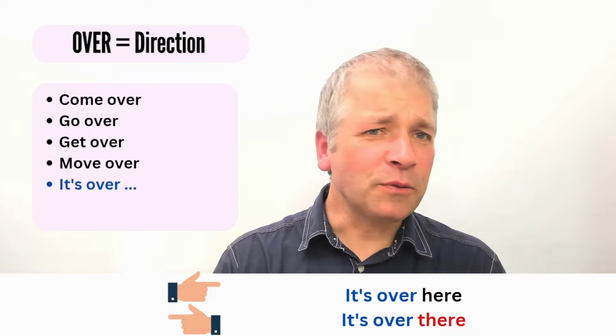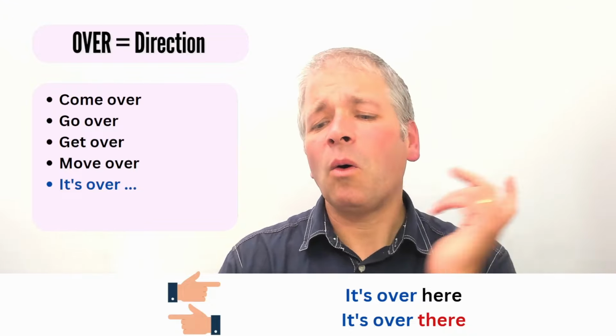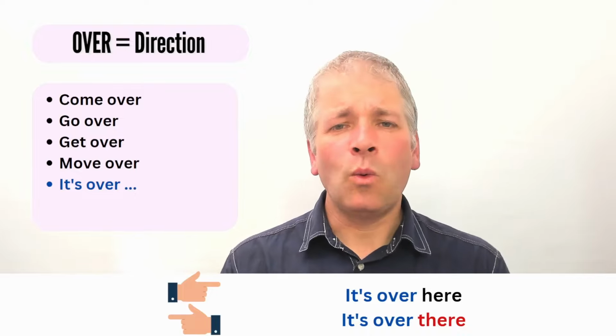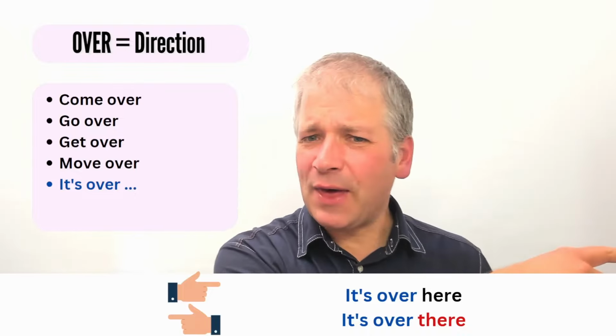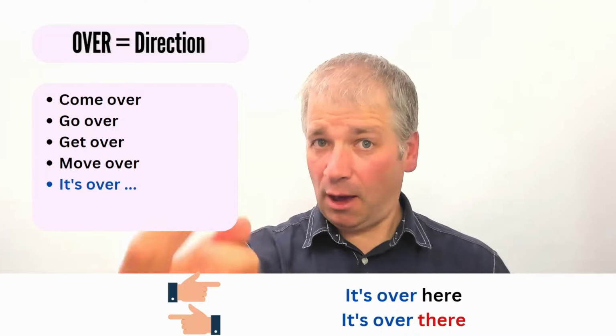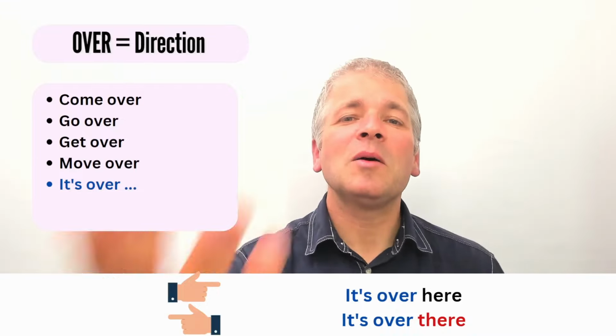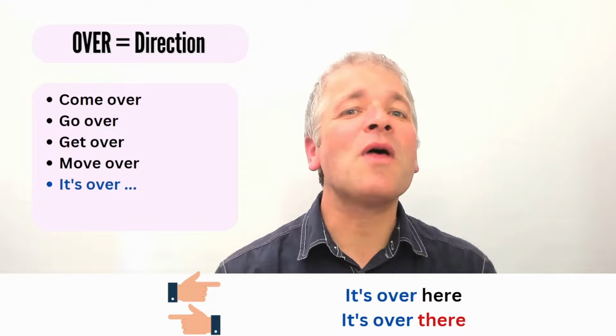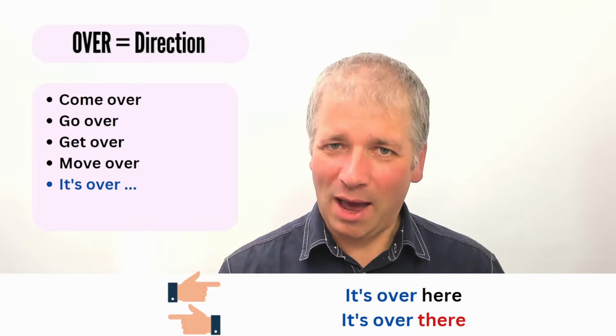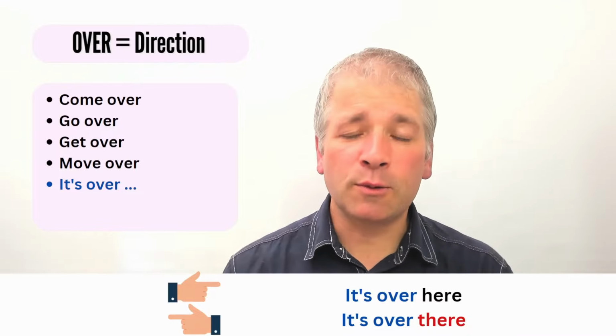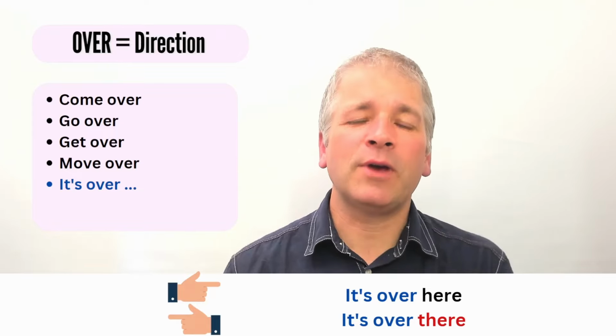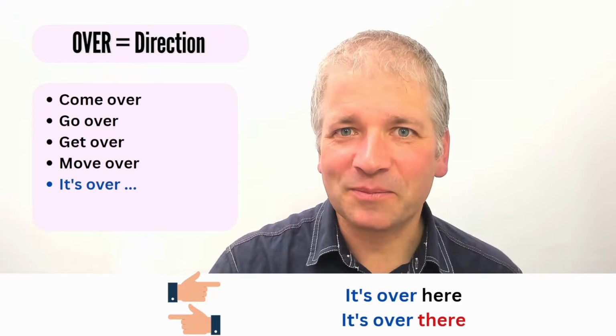And it's over can be used both to say here or there. Where's the game? Oh, it's over there. Where's the game? It's over here. So here means where I am, there means away from where I am. But some of the words you can use with both, and some of them are just for here, and some of them are just for there.